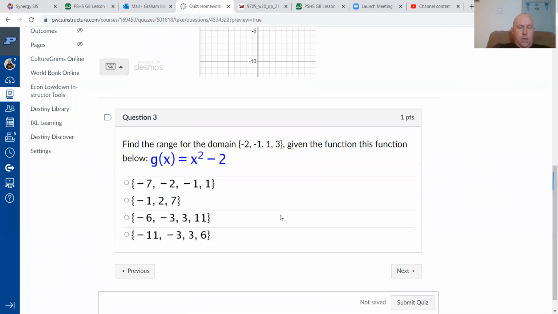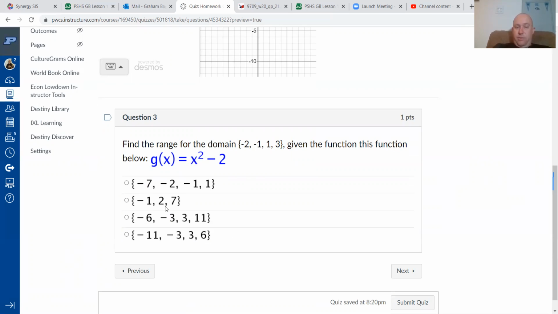Oh, here we go. Find the range for the domain of this. So this means the x values. Domain is that word for x. So in the table, go ahead, type in x1 squared minus 2. And then down the side, you can type in -2, -1, 1, and 3. Look for the 4 numbers and then pick them out.